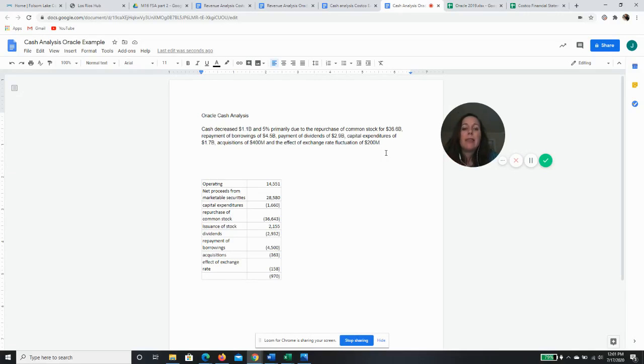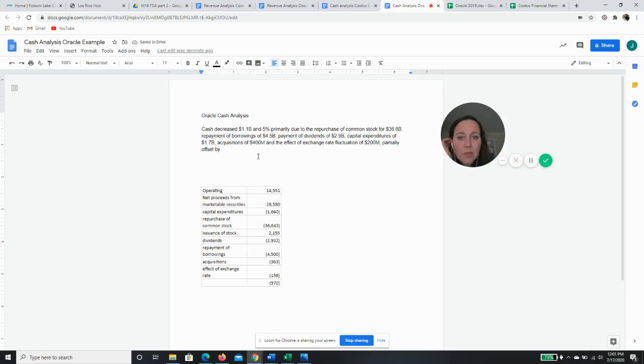Okay, then I'm going to say partially offset by, right? Because if you add up all of these decreases, you're going to go, wow, that's way more than 1.1 billion. That doesn't make sense. So now I have to list the increases. And between those two, I'm going to say that here's all my decreases, and my decreases were partially offset by, and then I'll list my increases. So net proceeds from marketable securities, and net just means I've taken everything we paid and everything we got, and I've added them together.